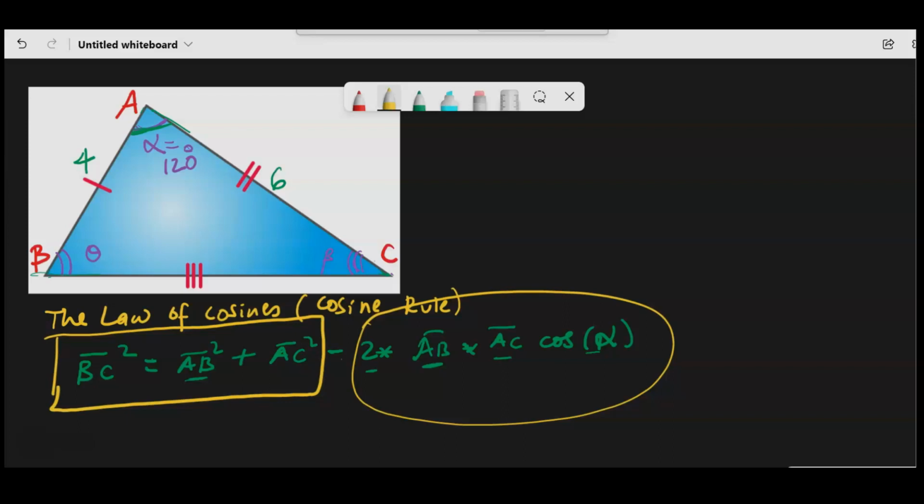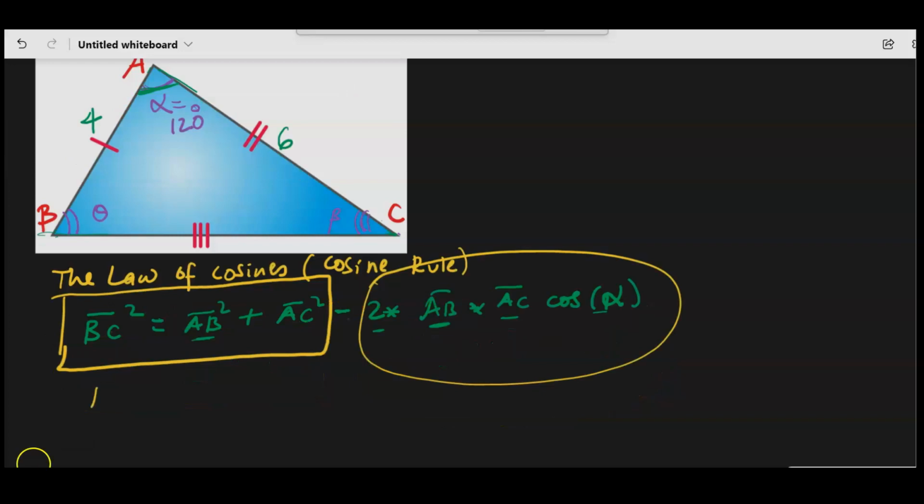Let's calculate the side BC using the given values of the two sides and one angle. BC square is equal to AB is 4 square plus AC is 6 square minus 2 times 4 times 6, because AC is 6, AB is 4, times cosine of 120 degree.